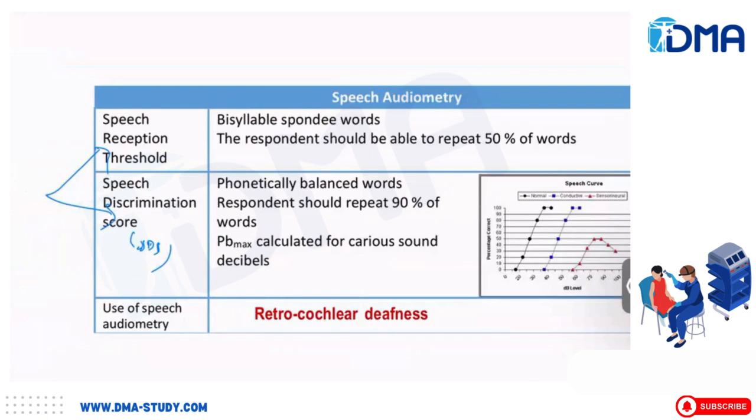It's a bigger concept, but it's phonetically balanced. If you are giving phonetically balanced words, the respondent should repeat at least 90% of the words. On repeating 90% of the words, we call that PB max.